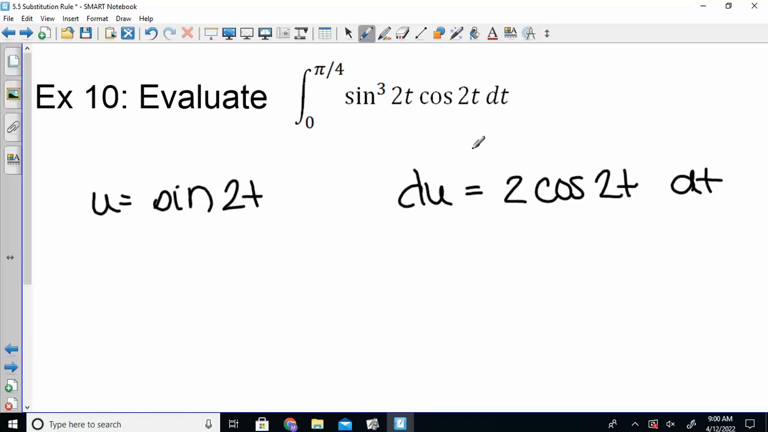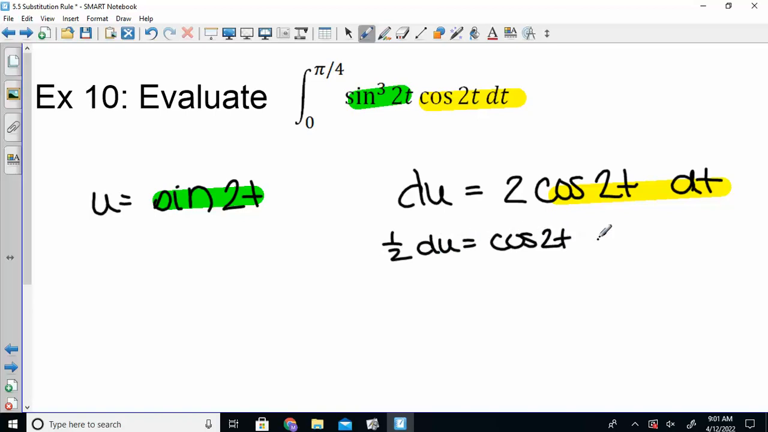Do we need all of that? Yes. You've got the sine 2t, and then I have cosine 2t dt. We don't need the 2, so we have to move it to the other side. So 1/2 du is cosine 2t dt. All right, so if we want to go ahead and change our limits, 0. So just plug it in here. 2 times 0 is 0. What is the sine of 0?